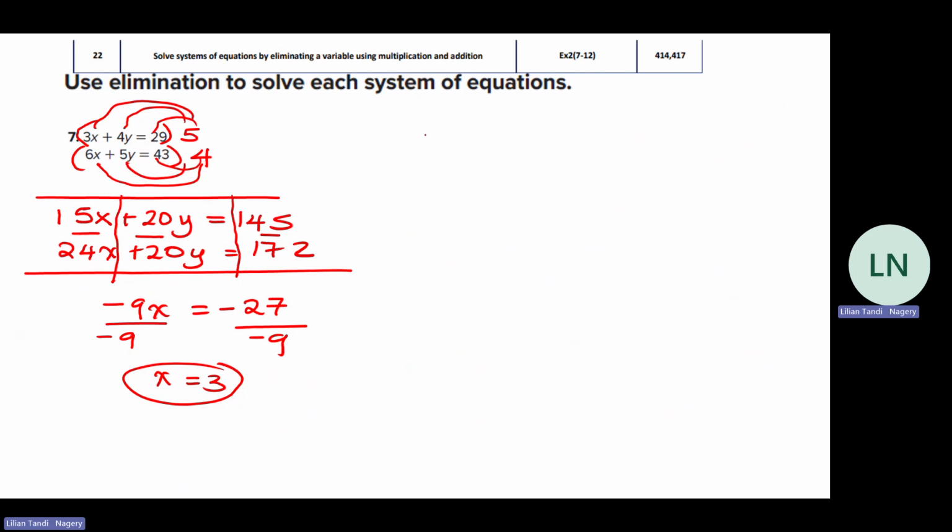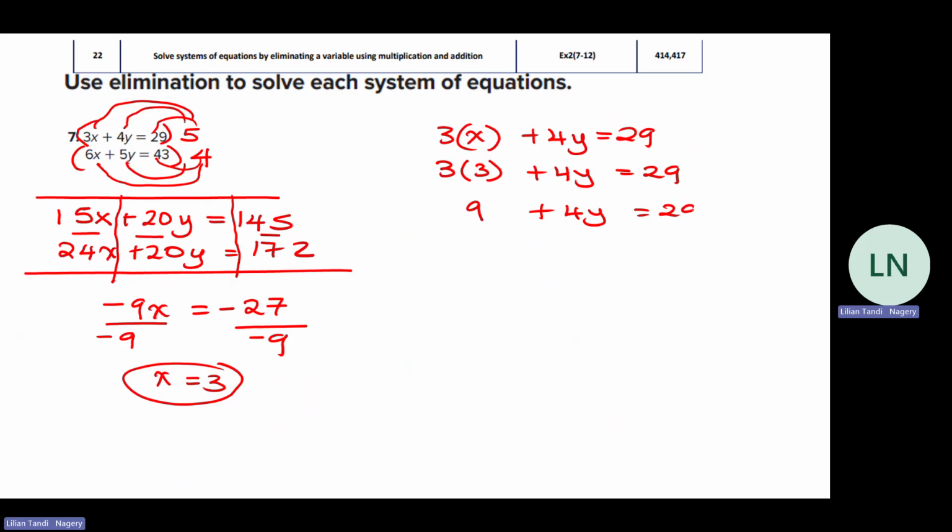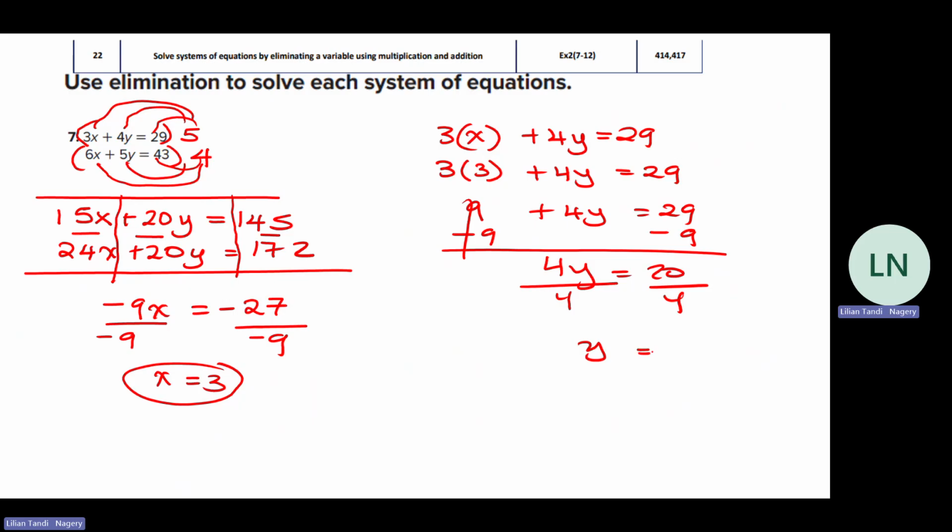Use either equation. So 3x plus 4y equals 29. 3 times 3 plus 4y equals 29. 9 plus 4y equals 29. Subtract 9 on both sides. 4y equals 20, divide by 4, divide by 4, y is 5. xy is 3, 5. And you box your answer.